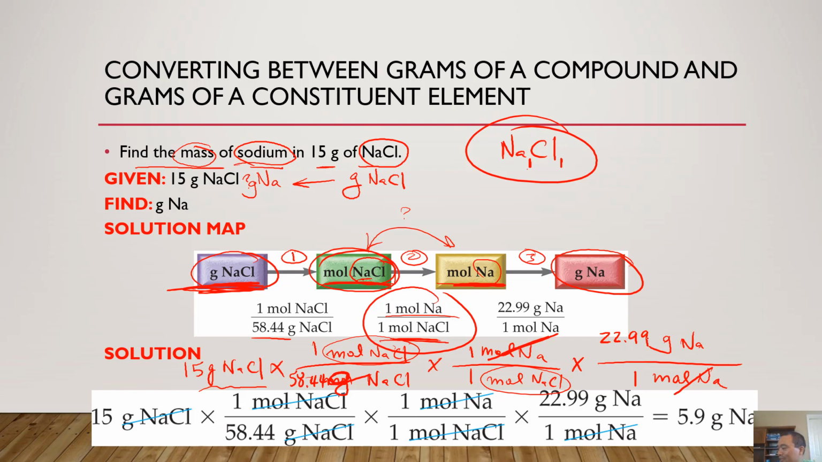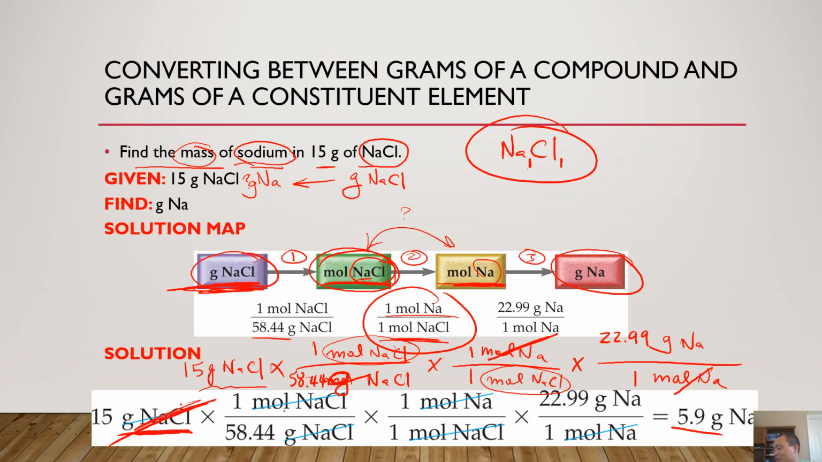Okay? All right. So you do the calculation. You keep the correct number of sig figs. This gives you 5.9 grams of sodium. Okay? Let's go over this one more time. First, you start with grams of NaCl. This needs to be cancelled out.